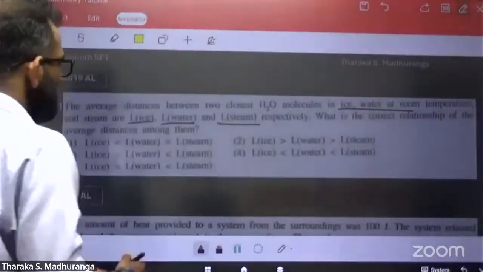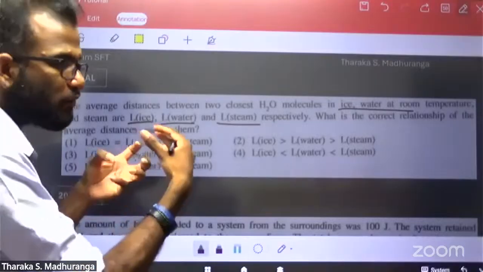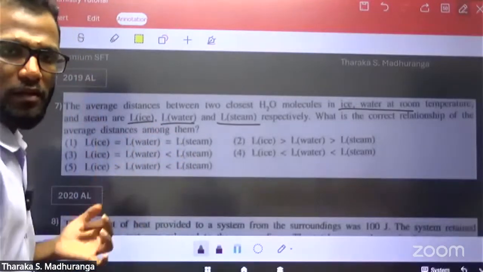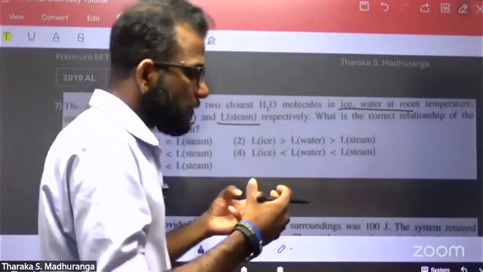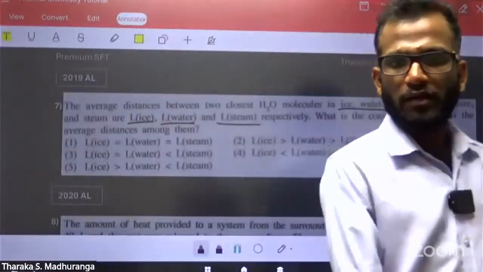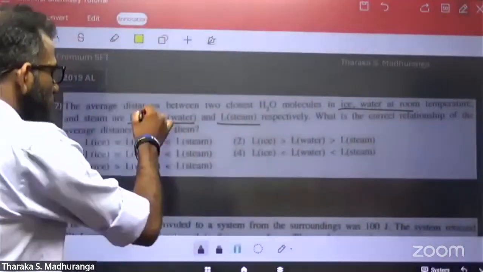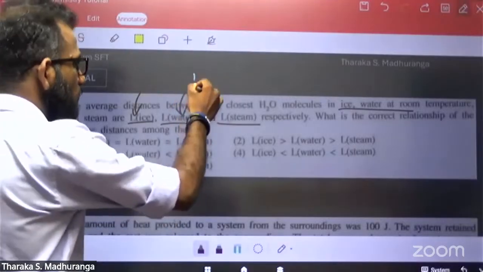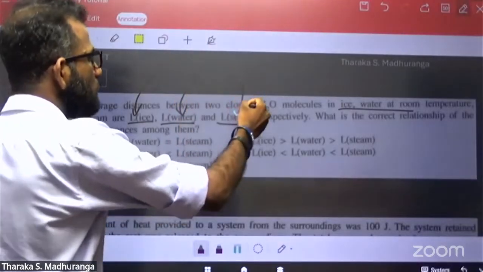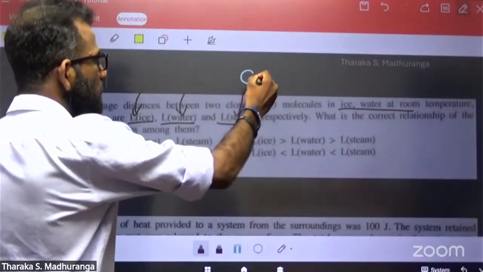Average distance means molecular distance. Molecular distance in ice, water, and steam. Ice means solid, water means liquid, and steam means gas, right?